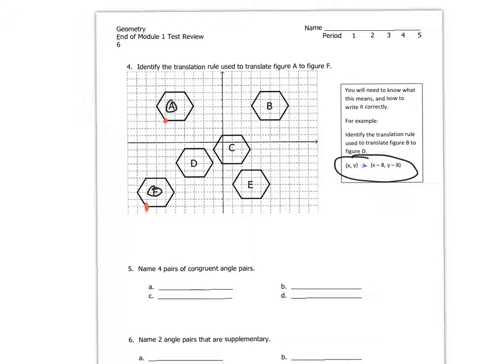Alright, so let's look at the X. How did it move in the X direction? What direction and how far along the X-axis? So it started here and it went to here along the X-axis. So it went backwards 2, so X moved -2.